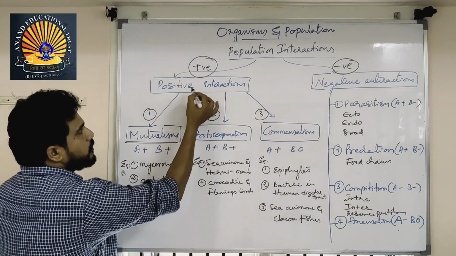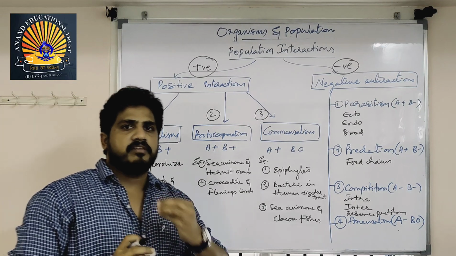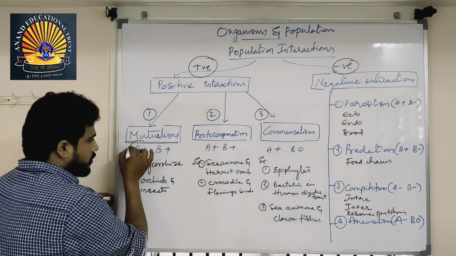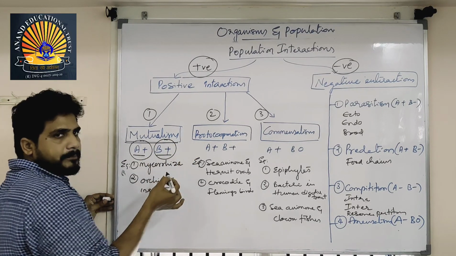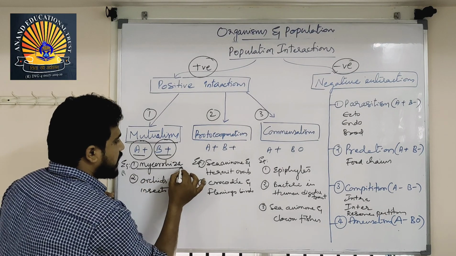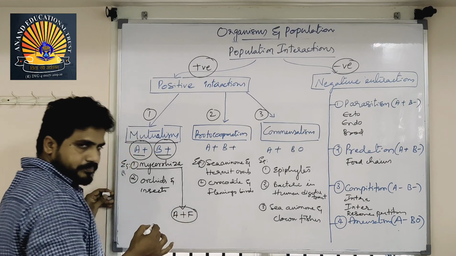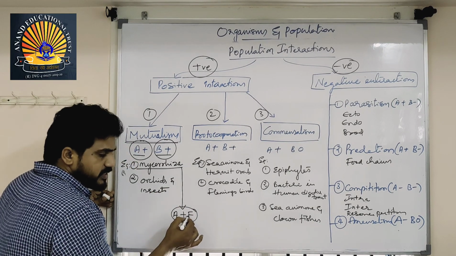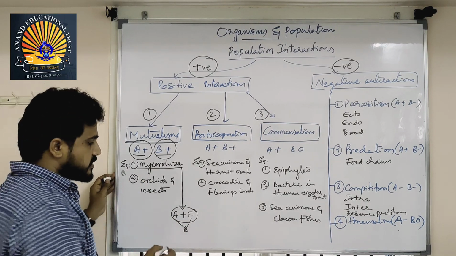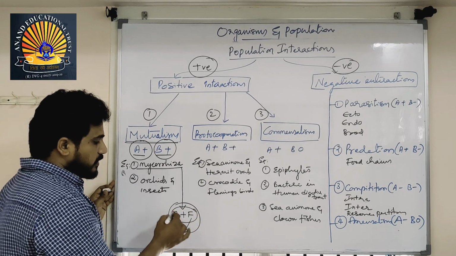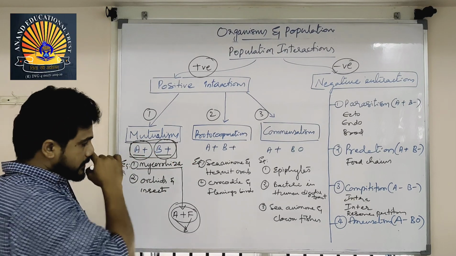Mutualism. Mutualism is a positive interaction of population interaction in which both the organisms involved in that interaction are getting benefit. A organism is also getting benefit, B organism is also getting benefit. So that A plus and B plus. Example, mycorrhiza. In mycorrhiza, one alga plus one fungus live together and form mesh-like structures by the fungal filaments. For that, the alga is providing nourishment by photosynthesis. These two are living together without any one benefiting alone, without any one loss. Both are getting benefit. So this is the best example.